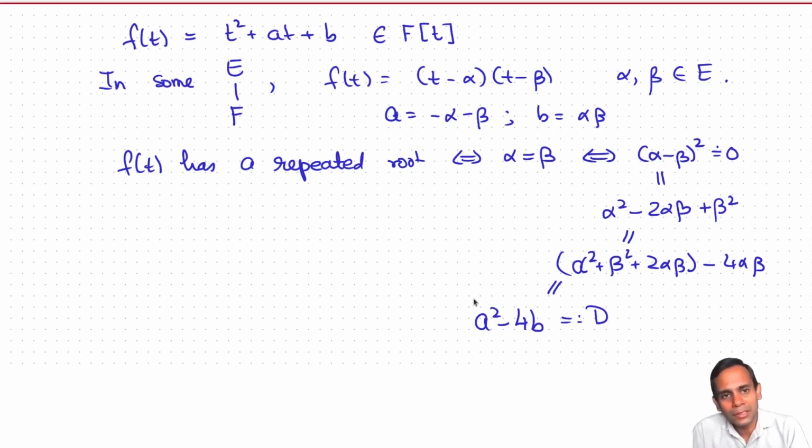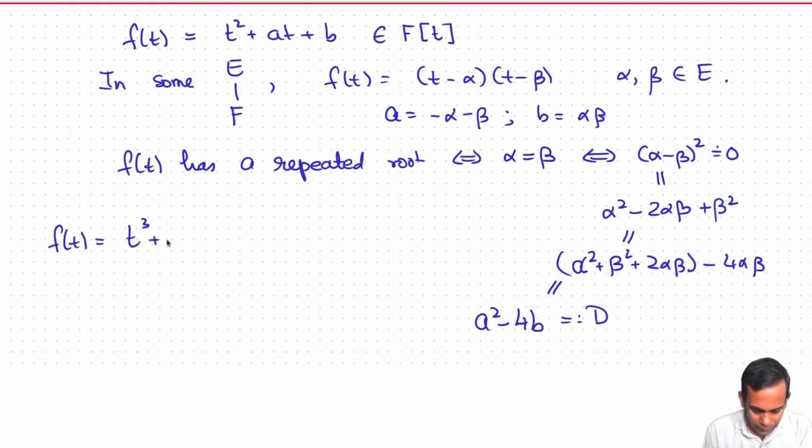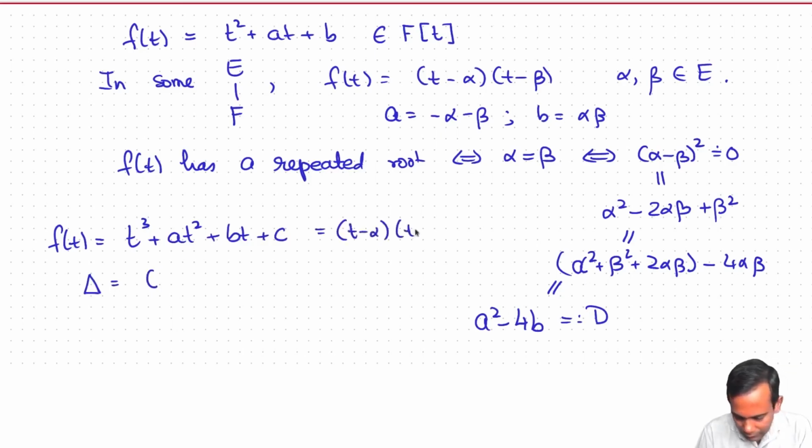So you can express the condition for having a repeated root in terms of the vanishing of a polynomial in the coefficients. Of course, you could have done this using the formula for the roots of a quadratic polynomial as well. But the nice thing of this method is that you can apply the same thing to higher degree polynomials. Suppose I had a cubic polynomial, t cubed plus at squared plus bt plus c. Then I can take delta to be the polynomial. Suppose this has roots, in some extension, t minus alpha, t minus beta, t minus gamma.